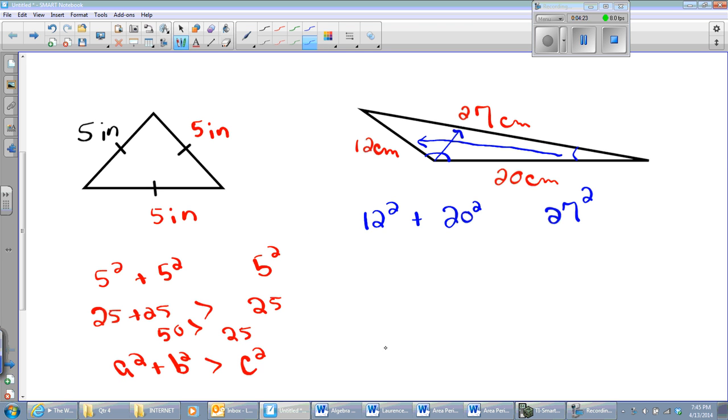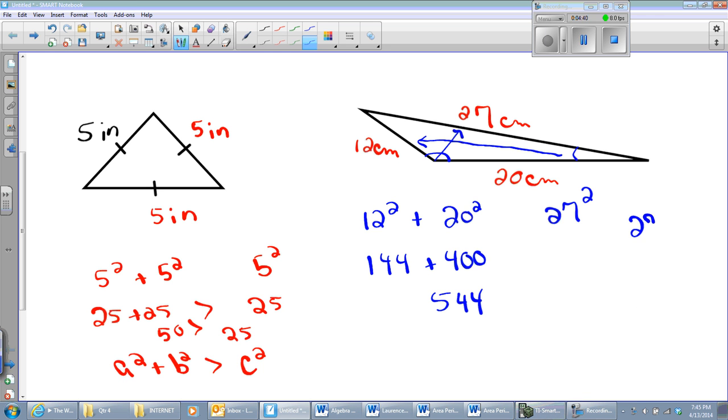Okay, so anyway, get back to this. 12 squared is gross, 144, plus 400, and so that's going to give me 544. 27 squared, I think I just figured out, ooh, is that 729?